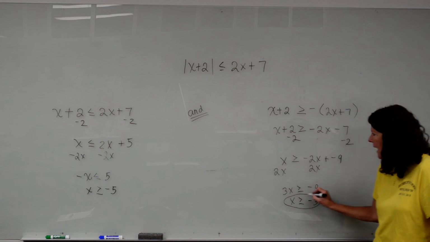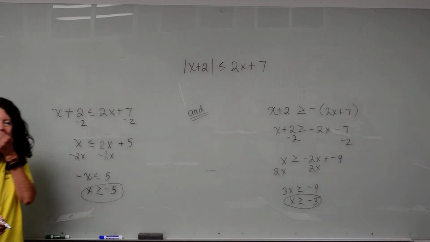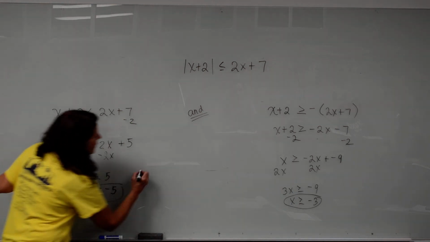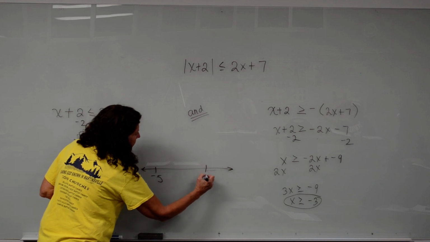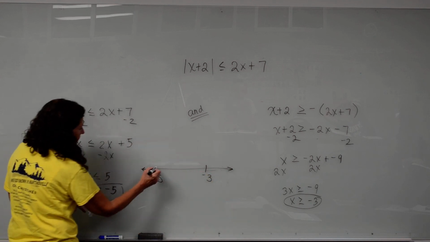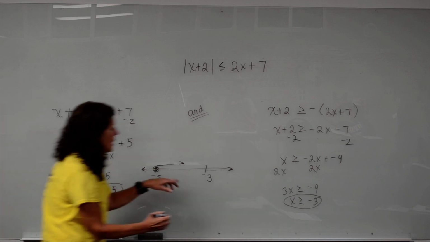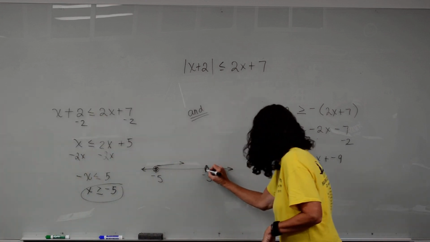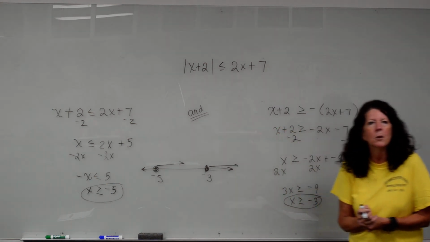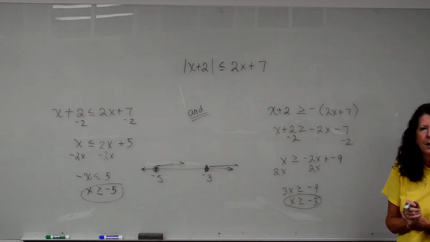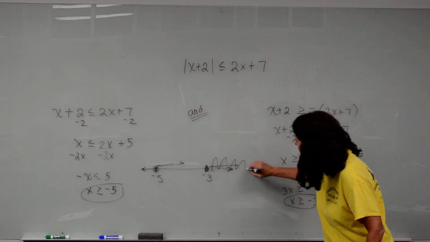Okay, so I'm graphing that, and I'm graphing this. Now, which one of those is smaller? The negative 5. Okay, so I have a negative 5, and I have a negative 3. The negative 5 is solid, and goes that direction. The negative 3 is solid, and it also goes that direction. Now remember, I'm looking for what they have in common. So what do they have in common? Everything past the negative 3.